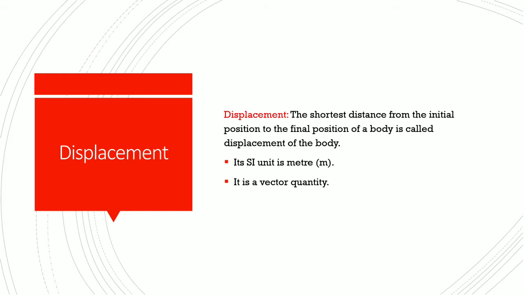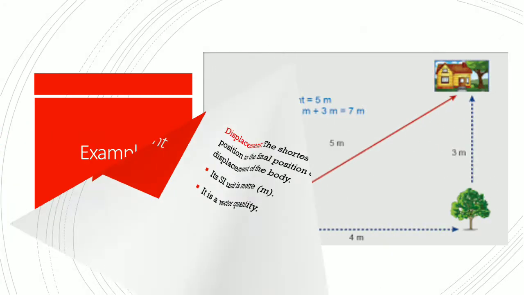Next we have displacement. What is displacement? The shortest distance from the initial position to the final position of a body is called displacement of the body. Its SI unit is meter and it is a vector quantity.